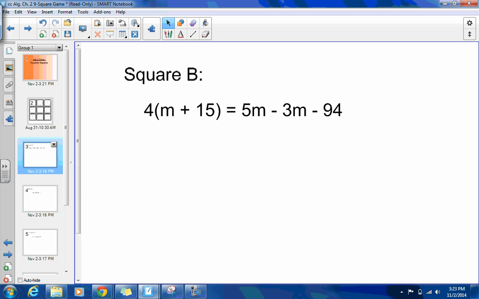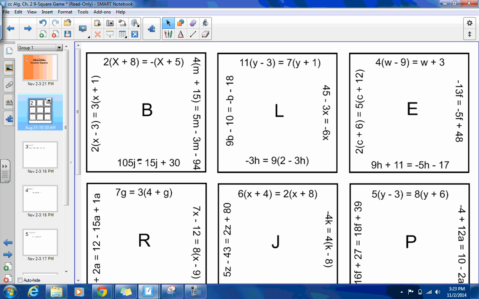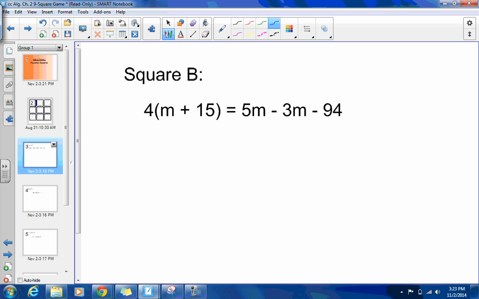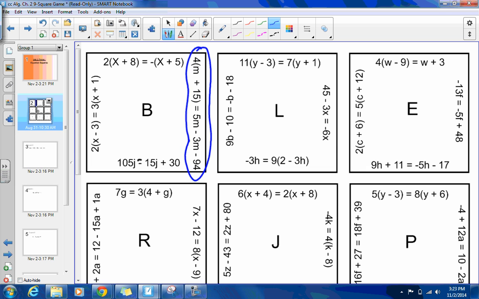All right, from square B, it said 4m plus 15. So we're looking right here. Square B, this one on the right here. And if you look here, it says 4 times m plus 15. So that's called 4 times the quantity m plus 15 equals 5m minus 3m minus 94. I believe I have that written out right.